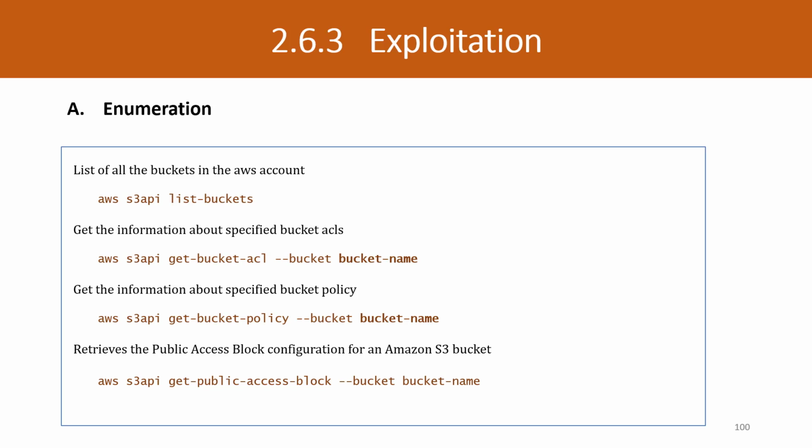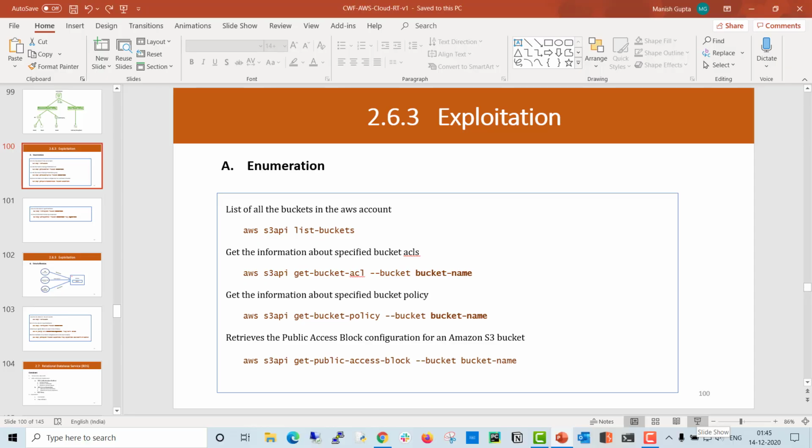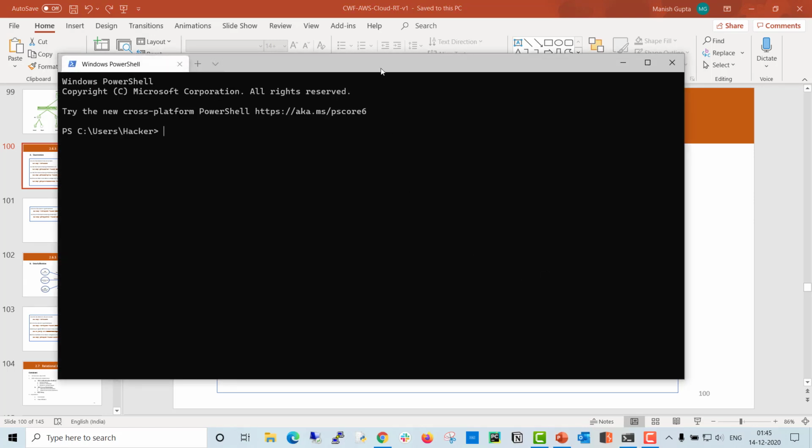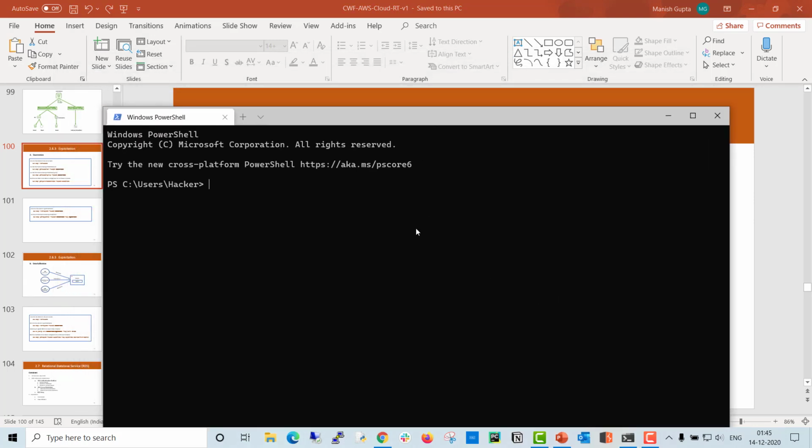In this module, we will discuss how we can enumerate bucket objects in an AWS S3 account. So let's get started. You can see here, I already configured my AWS CLI, and we are going to enumerate all the buckets and objects there in the AWS account.